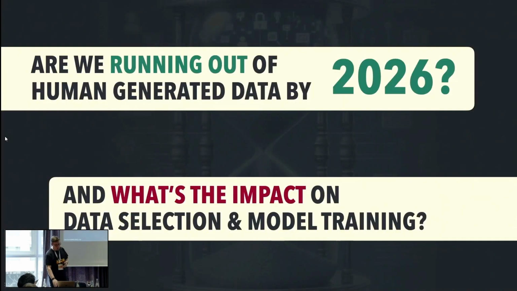Why is that so? Because some reports state that we are running out of human-generated data by 2026. There is a study by Europol that suggests that around 90% of the content that will be generated over the next years will come from AI, or at least with the help of AI. And we have to have a look at what the impact is for us in terms of data selection and model training.